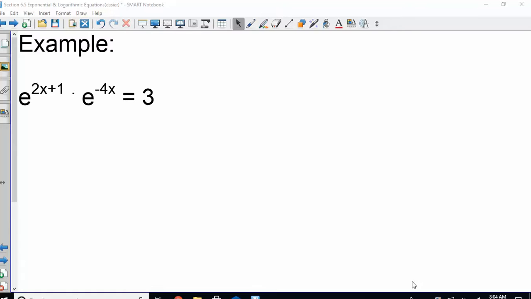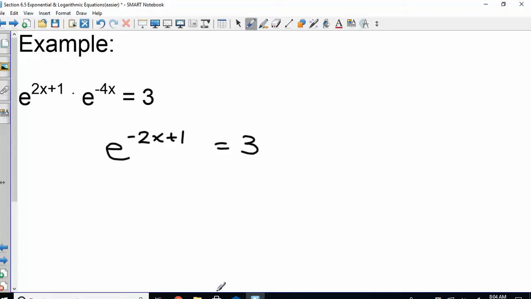only worked if you had one base on each side. So we still have to do that and combine so we only have one thing on each side to start with. So what am I going to do on the left? Yeah, if you're multiplying those e's, you add the exponents. And when you do that, the base doesn't change. So it's still e to a power. So this becomes e to the 2x plus 1 plus negative 4x, which would be e to the negative 2x plus 1, equals 3.